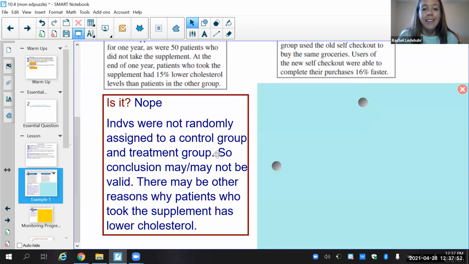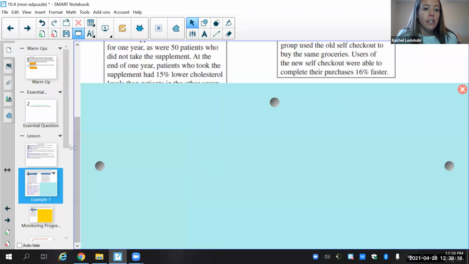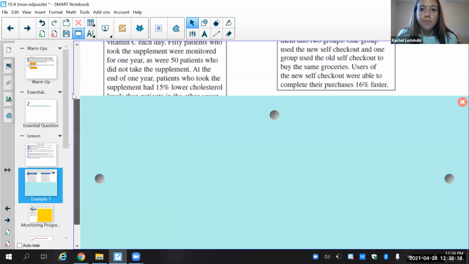Therefore, since it's not, we don't know if the conclusion is valid or not. This conclusion that, okay, 15% lower cholesterol levels, so I can't correlate those two, right? There may be other reasons why those patients who took the supplement have lower cholesterol. We can't make that correlation. Okay, let's look at the second one.